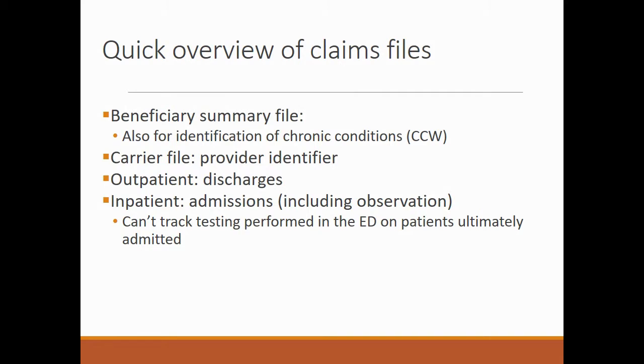There are some supplementary files also that are attached to the beneficiary summary file. Mainly the one of interest for me is called the Chronic Conditions Warehouse, which is for when you need to have measures of comorbidity. It gives you a count of 27 coexisting conditions and the year at which the patient developed that condition. So you can use that to create your own measures of comorbidity.